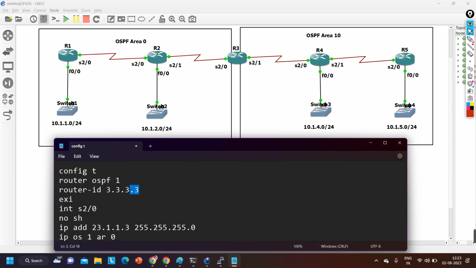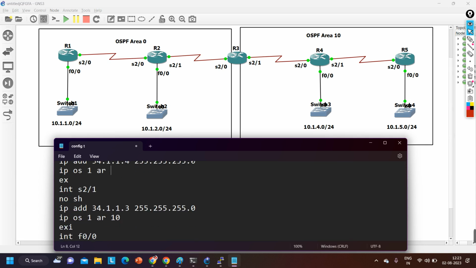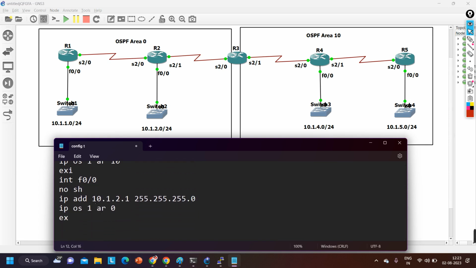So the router ID will be 4.4.4.4, and interface serial 2/0 IP address will be 34.1.1.4, ip ospf 1 area 10. Interface serial 2/1 IP address will be 45.1.1.4, ip ospf 1 area 10, and fast ethernet 0/0 IP address is 10.1.4.1, ip ospf 1 area 10. Copy it.